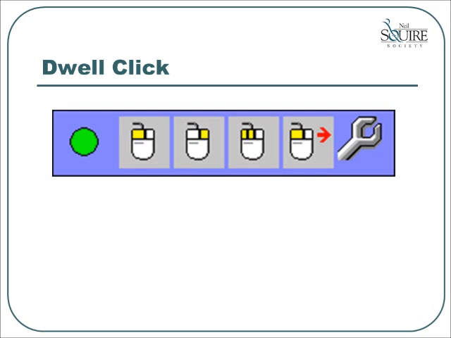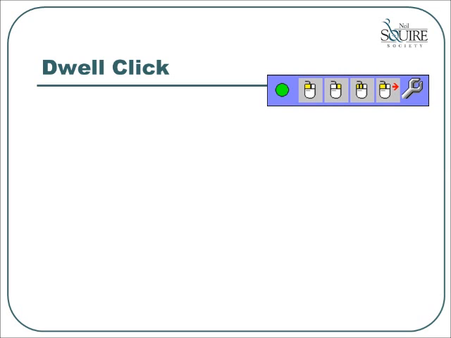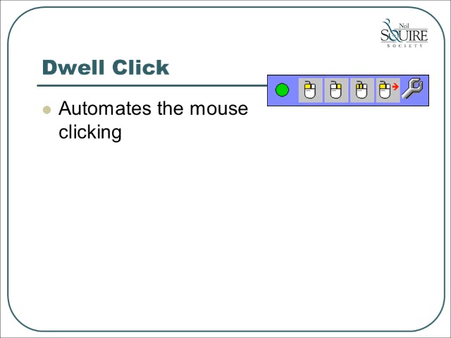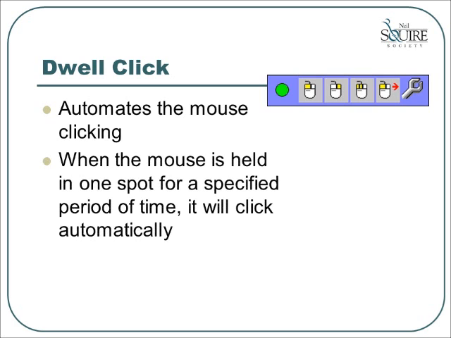The last option for software control of the mouse is called Dwell Click. This software is available either for purchase or as freeware. The Dwell Click software automates the mouse clicking. When the mouse is held in one spot for a specific period of time, it will click automatically. If you are having difficulty holding the mouse still while you click the button, this might be a good option for you.